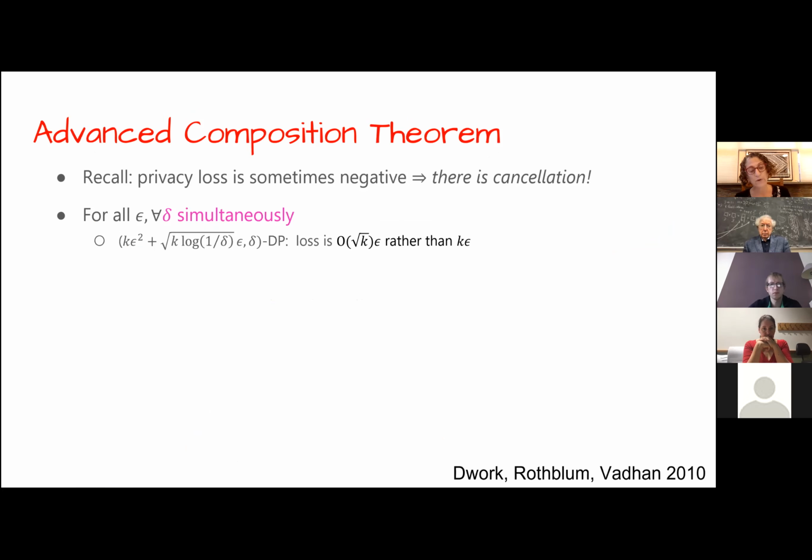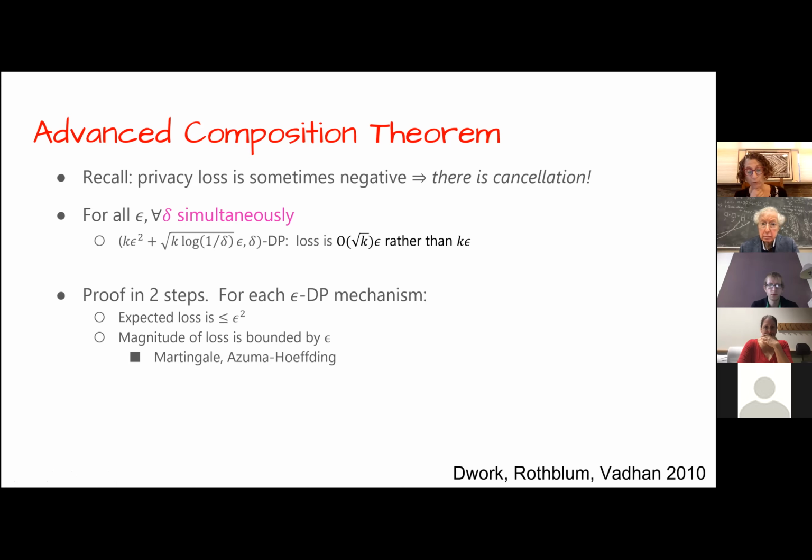And the flavor of the result that we get is that for every epsilon and for every delta simultaneously, the composition of k different epsilon differentially private algorithms satisfies k times epsilon squared plus this square root of k term times epsilon comma delta differential privacy. So the key point is that instead of being k times epsilon, which is what we were getting before, we're getting something that looks more like square root of k times epsilon. And that's a really, really big advantage when you want to answer many queries.